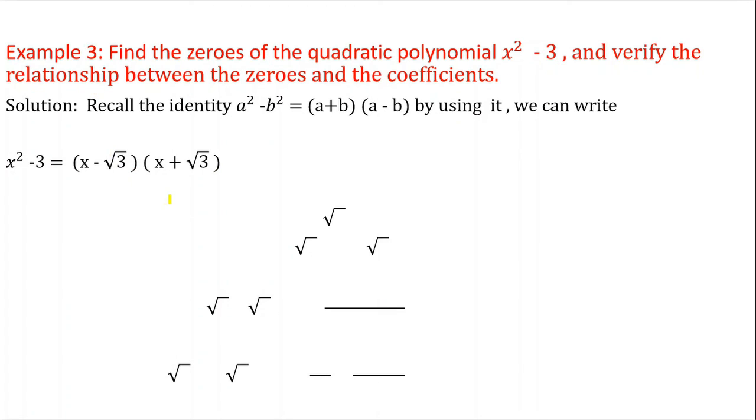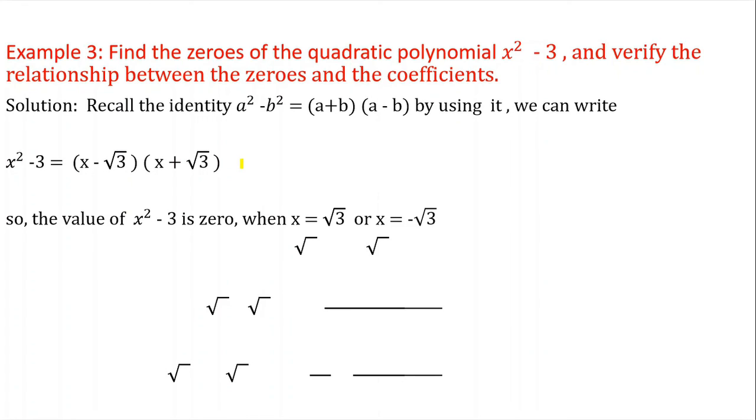If we equate this equation to 0, we get x minus root 3 is equal to 0 and x plus root 3 is equal to 0. Hence the values for which the equation x square minus 3 becomes 0 are x is equal to plus root 3 and x is equal to minus root 3. Hence these are considered as zeros for the given polynomial.